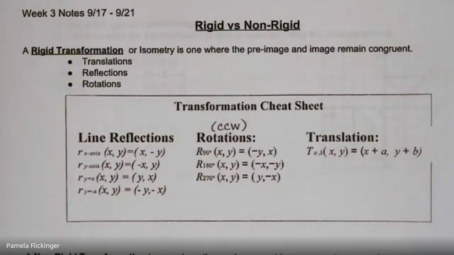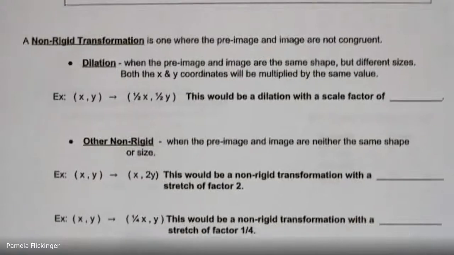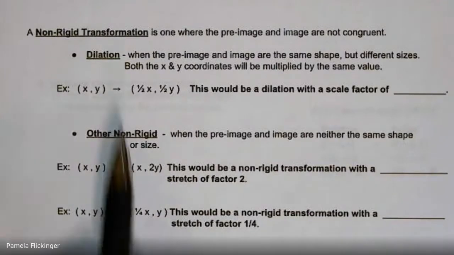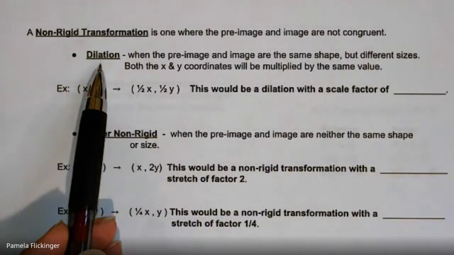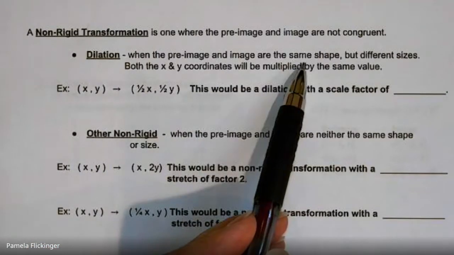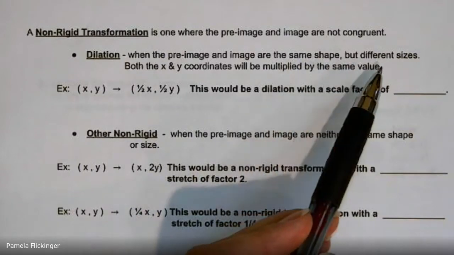All right, now, if they're not rigid, then they will be non-rigid. So simply, a non-rigid transformation is one where your pre-image and image do not remain congruent. Now, there's a special one that's called a dilation, and we'll talk more about this when we get to the unit on similarity. But for now, you just need to know that this is when your pre-image and image stay the same shape, but they'll be different sizes. So they're either going to get larger or smaller.